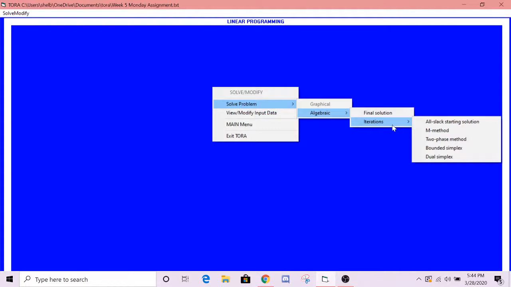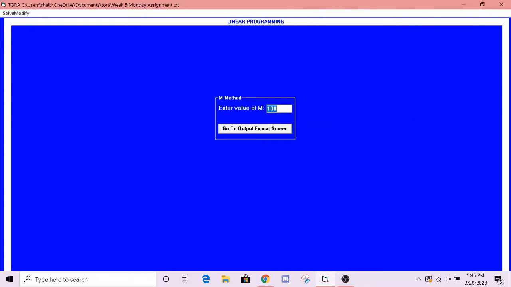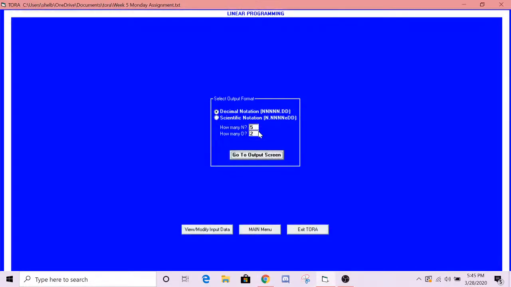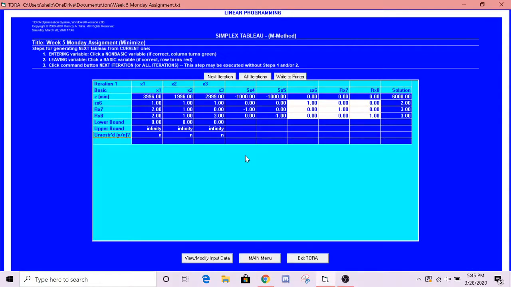That way you can see, step by step, where we're getting each part. So we're going to go to iterations and then M method. And then it says enter the value of M. I'm going to do 1,000 this time just to be sure that our M is big enough, but I believe 100 works with this problem. So then go to output format screen. And then again, output screen. And then we're looking at the iterations once the tableau is rectified.